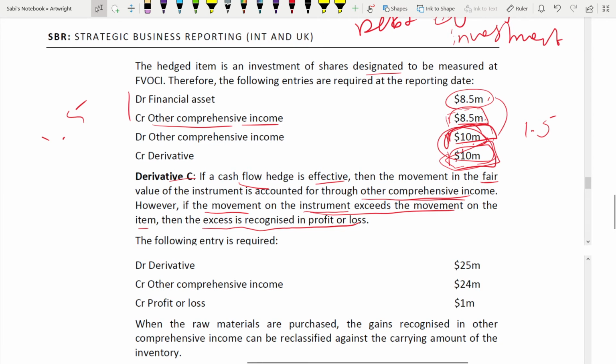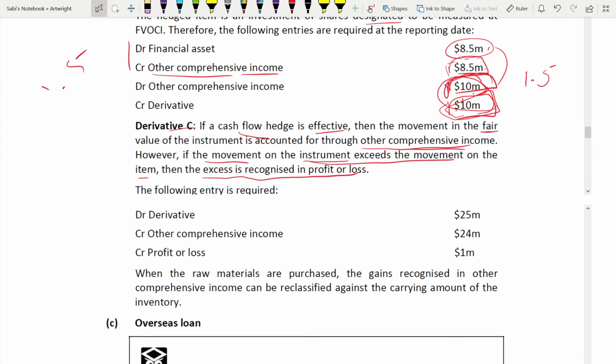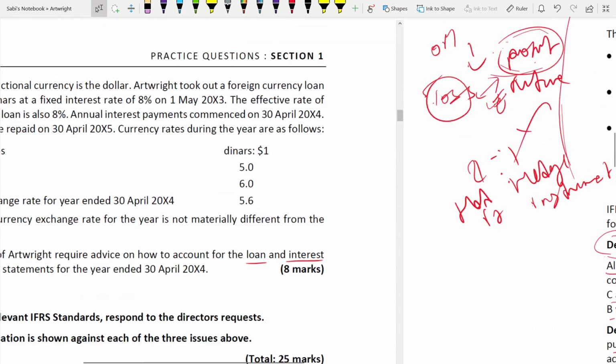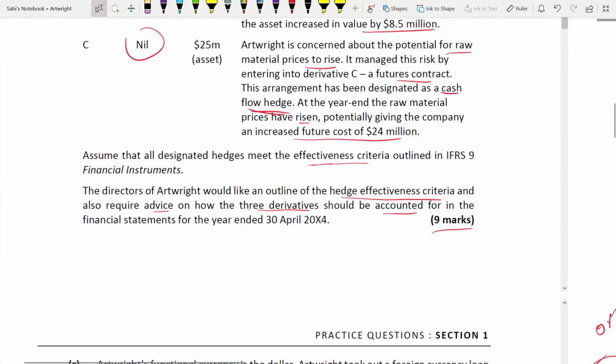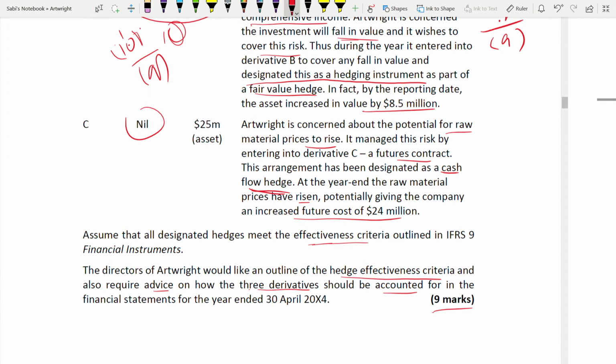Now, this is how the following entry is. Because of the year end, it's debit. So debit derivative 25 million. It's an asset at the year end, and other comprehensive income because it's a gain. See here, any changes, you have to recognize it in OCI. You see, increase the future cost of 24 million.